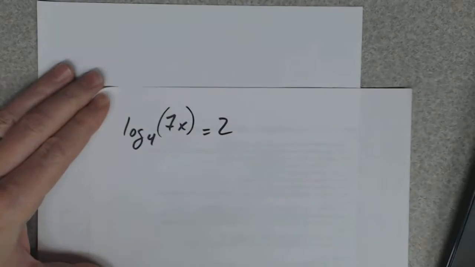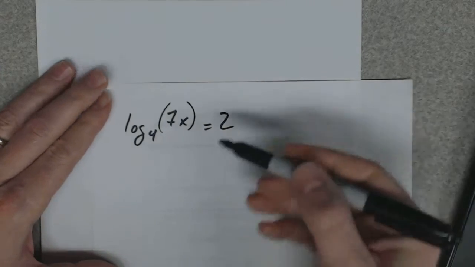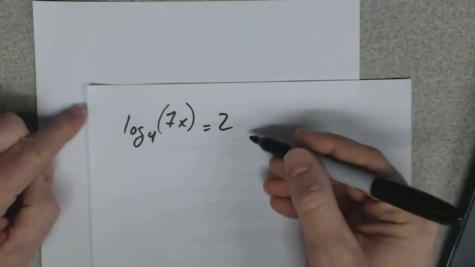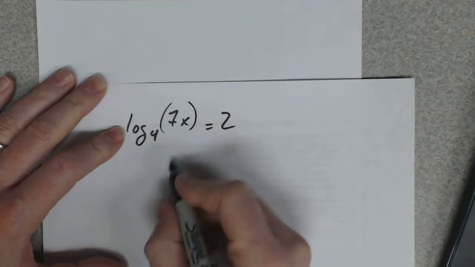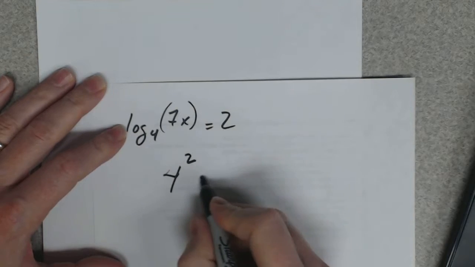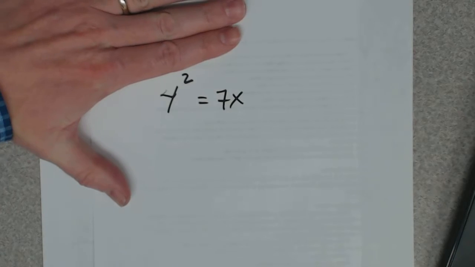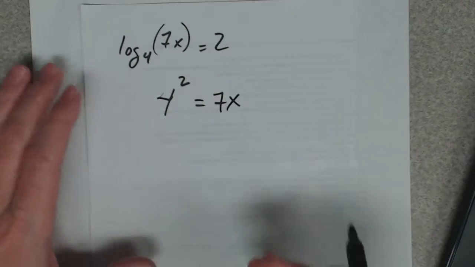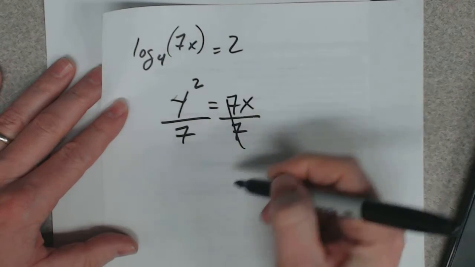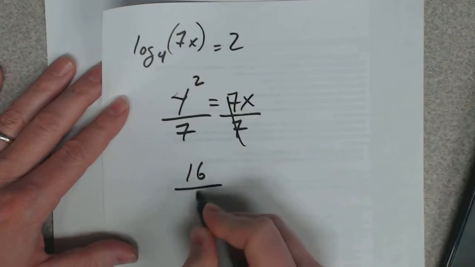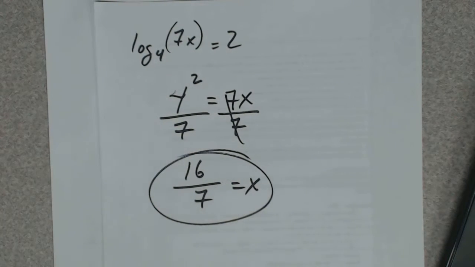Number 7, log base 4 of 7x equals 2. I'm just going to rewrite it from logarithmic form to exponential form, without the logarithms. 4 squared is equal to 7x. That doesn't look as bad as what I've covered up here, does it? But it's the same thing. It means the same thing. So divide both sides by 7. Might as well just go ahead and square that, right? 16 over 7.